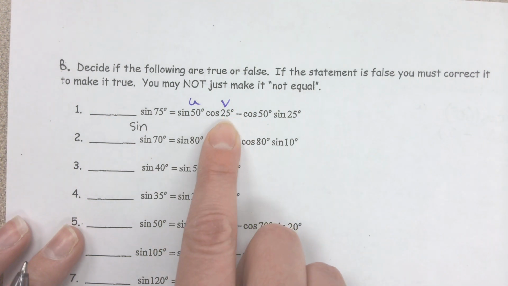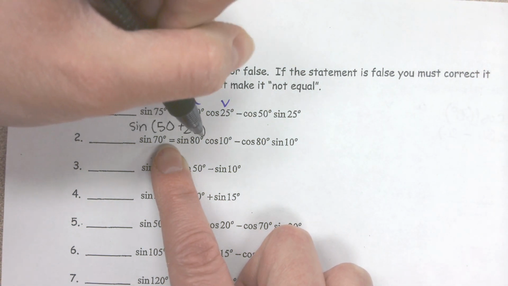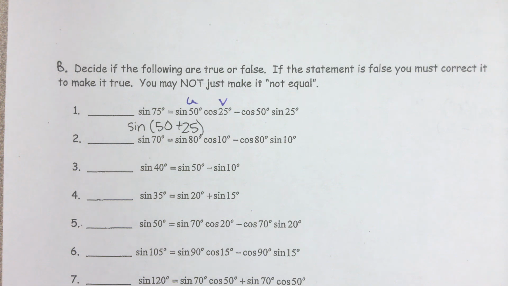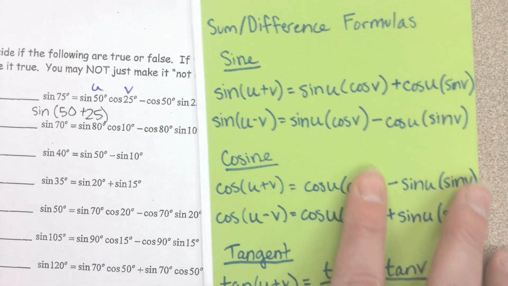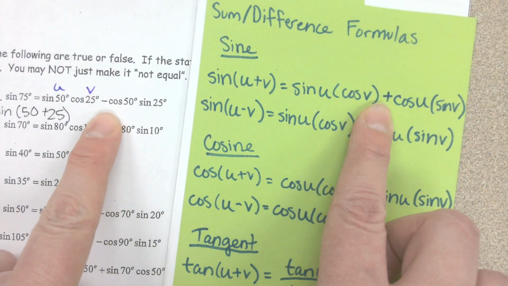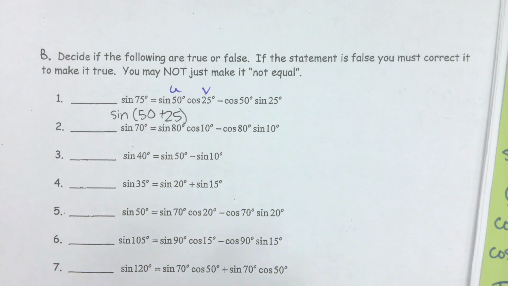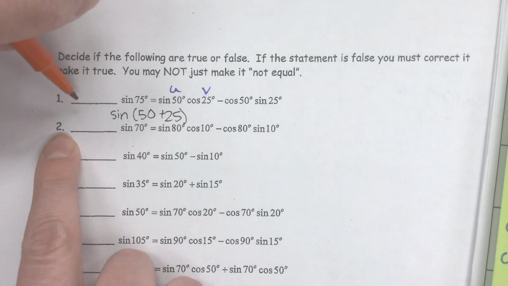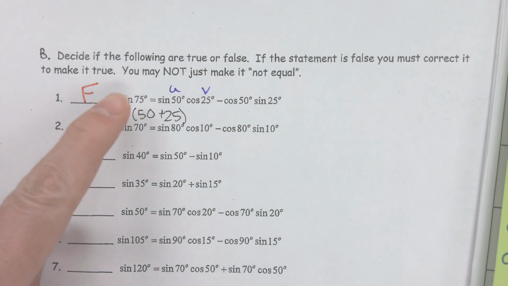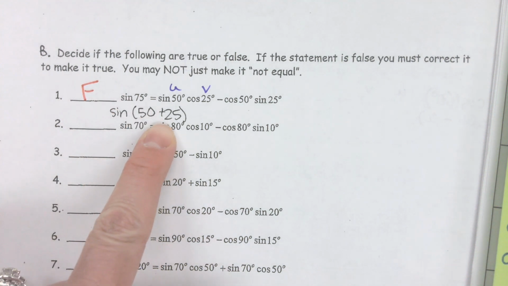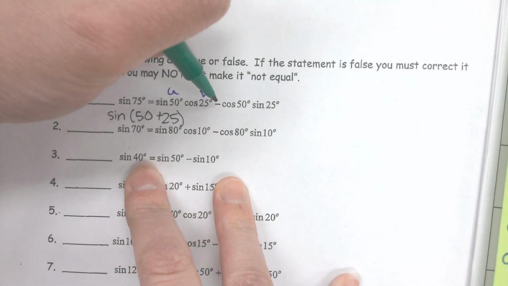Now, to get 50 and 25 to give 75, we have to have 50 plus 25. So we're using the sum formula here. But if you look at the expansion, it's a subtraction instead of a plus like it's supposed to be. So that is the error. This is false. And reminder, you have to fix it to make it true. So for this to give us 75, we need to be adding these numbers, not subtracting them. So to fix it, we will turn this minus into a plus.